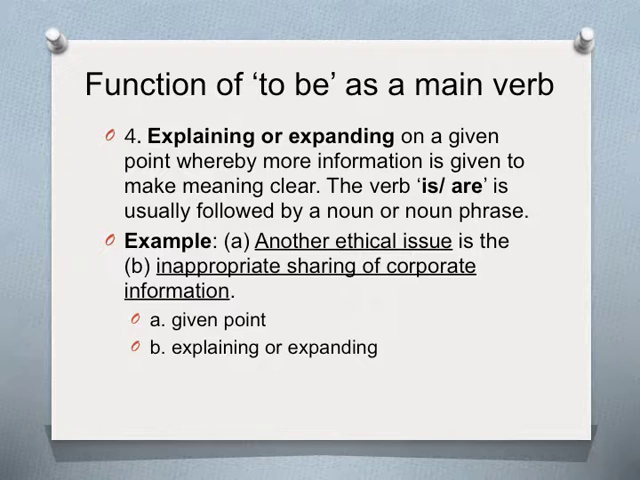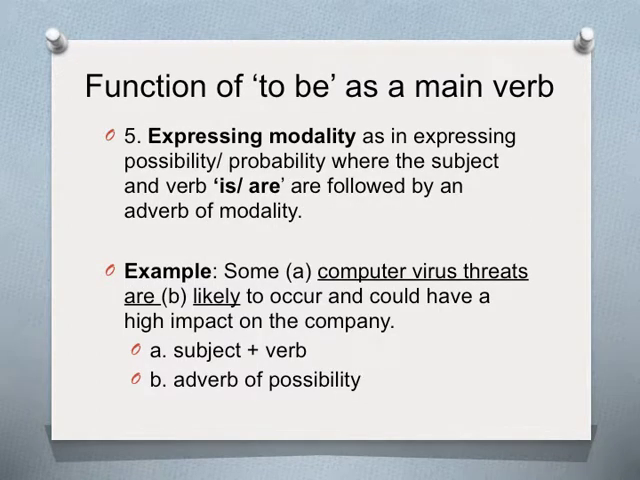So the given point is the ethical issue, and the explanation or expanding or example is the inappropriate sharing of corporate information. And the fifth function of to be as a main verb is to express modality. There are many ways of doing this in English, but one of them is to use the verb is or are followed by an adverb of modality. So an example of this: some computer virus threats are likely to occur and could have a high impact on the company. So we have a subject here, computer virus threats, the verb are, because the subject is plural, and then we have the adverb of possibility, likely.